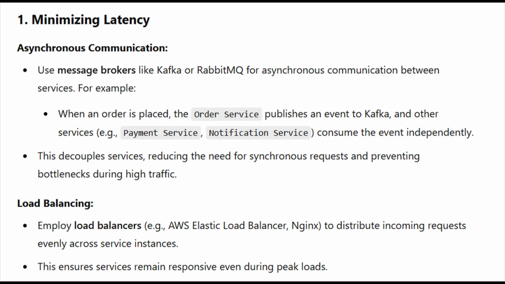1. Minimizing latency. Asynchronous communication. Use message brokers like Kafka or RabbitMQ for asynchronous communication between services. For example, when an order is placed, the order service publishes an event to Kafka and other services, for example the payment service and notification service, consume the event independently. This decouples services, reducing the need for synchronous requests and preventing bottlenecks during high traffic.